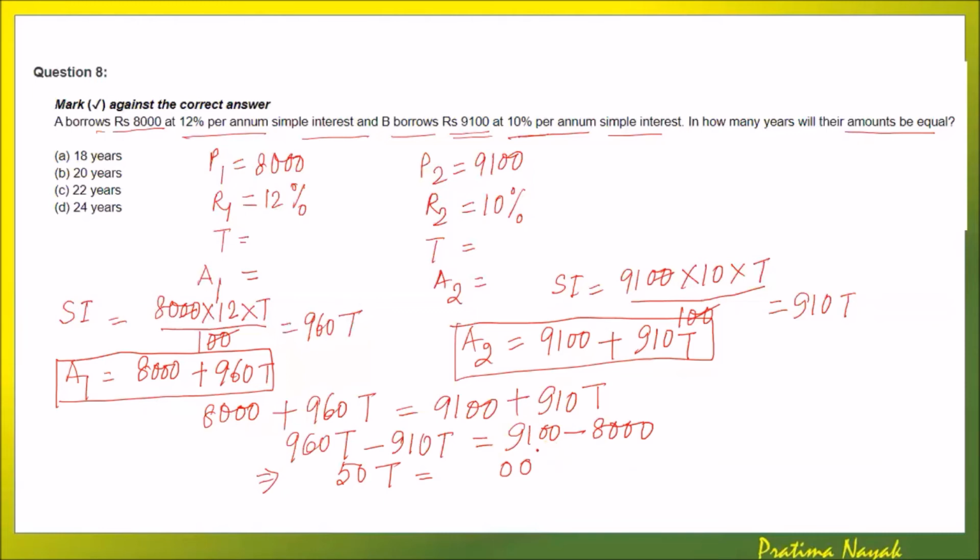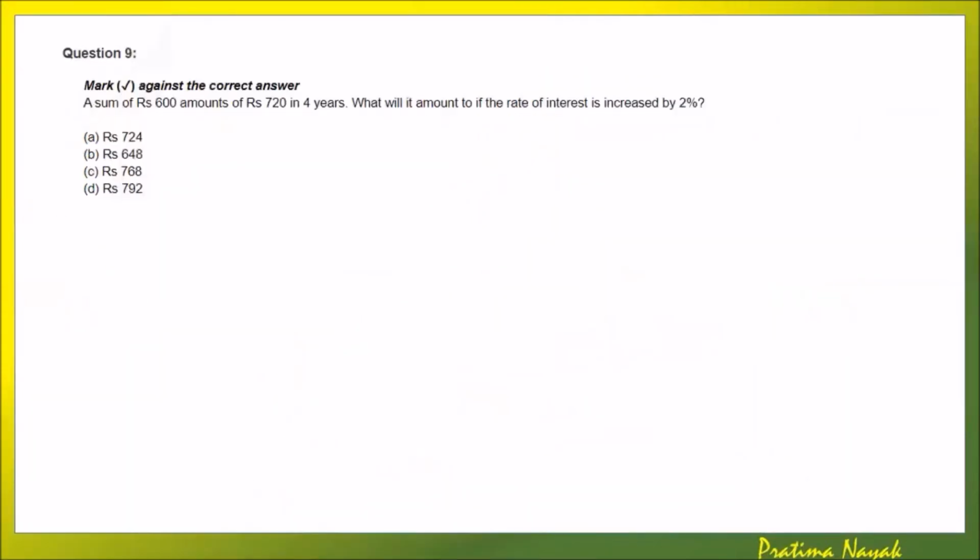It will be 1100. So zero cancel. What will T be? T will be 110 divided by 5, which is 22. 22 years. After 22 years, their amounts will be equal. C is the answer.